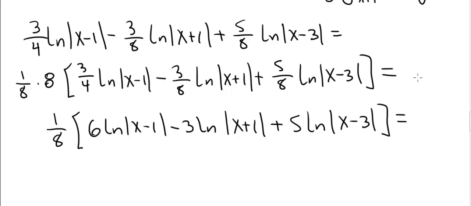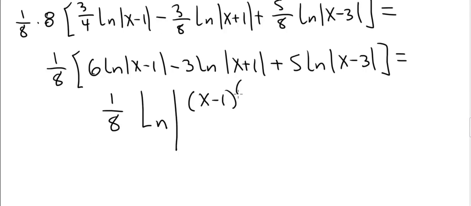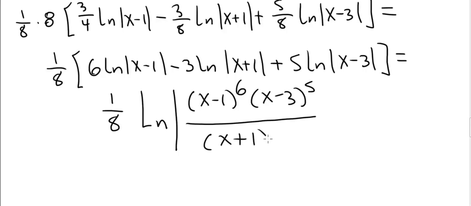And the final answer looks like this: 1/8 natural log of the absolute value of, in the numerator, (x − 1)⁶ times (x − 3)⁵, and in the denominator, (x + 1)³. And you can add a constant of integration at the end. We can also call it c, so we're not going to confuse this c with the c that we had earlier, which was a constant. So that's the final answer after applying the method.